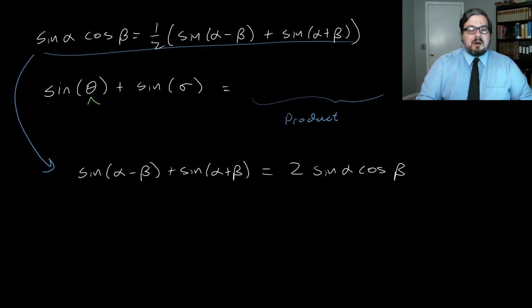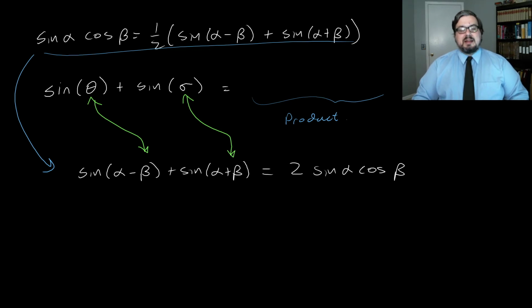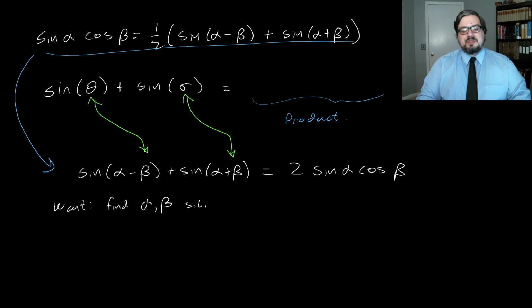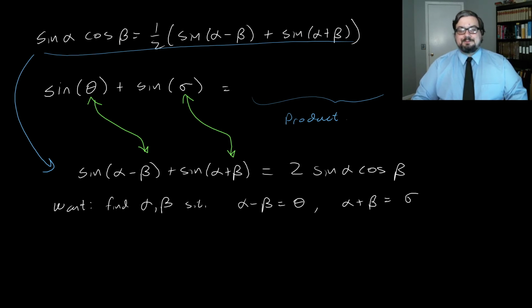So if we can somehow match up these expressions right here, if we can find an alpha and beta that give us alpha minus beta equaling theta and alpha plus beta equaling sigma, then we'll be able to make this formula work. So what we want to do is find alpha and beta such that alpha minus beta equals theta and alpha plus beta equals sigma.